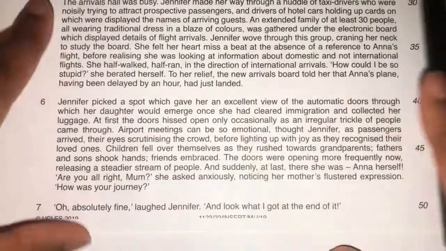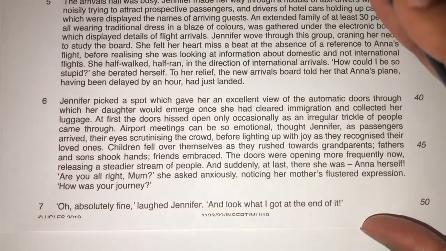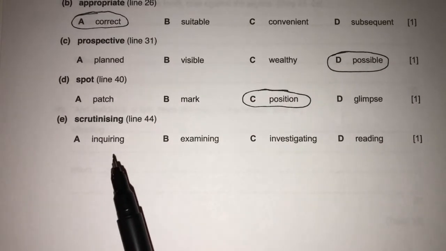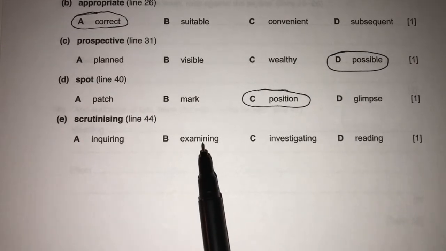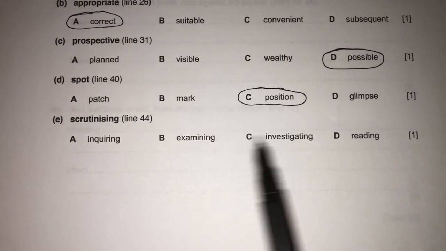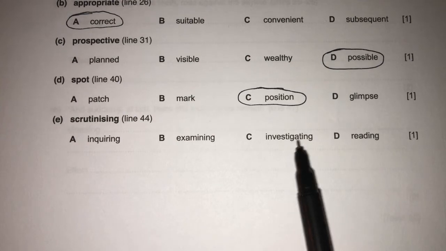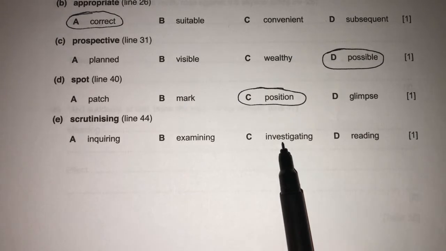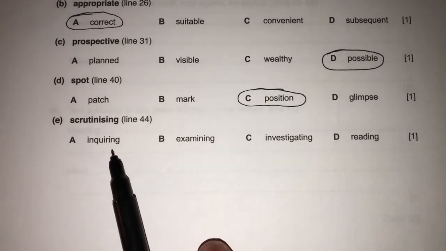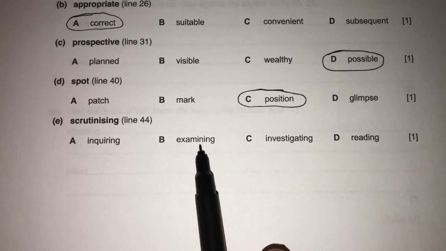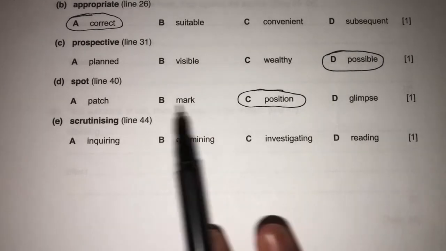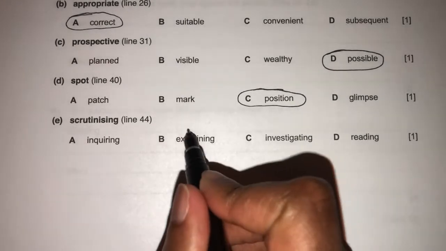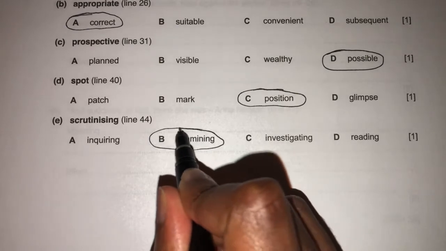So let's take a look at the options that we have for synonyms. Inquiring, nope. Examining, that's a good one. Investigating the crowd. Reading the crowd, no, definitely not reading the crowd. Not investigating the crowd, I don't think it's a good synonym. Inquiring either. Examining, so I did just say analyzing the crowd, which really aligns with scrutinizing. So I believe that examining is our ideal choice here.